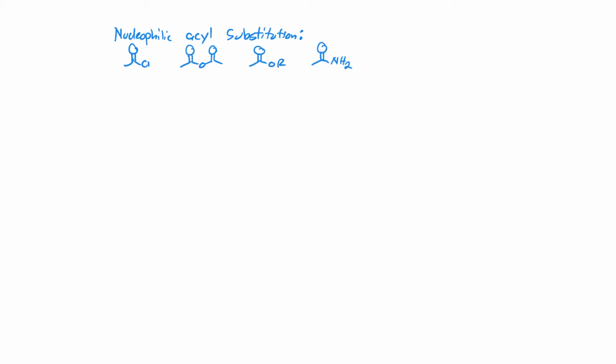I want to talk for a few minutes now about the general mechanism of nucleophilic acyl substitution. So I've redrawn the 4 different carboxylic acid derivatives that we're going to talk about this chapter, and really they can be broken down into 2 parts. The first 2, the carboxylic acid chloride and the acid anhydride, are reactive. They're highly reactive.